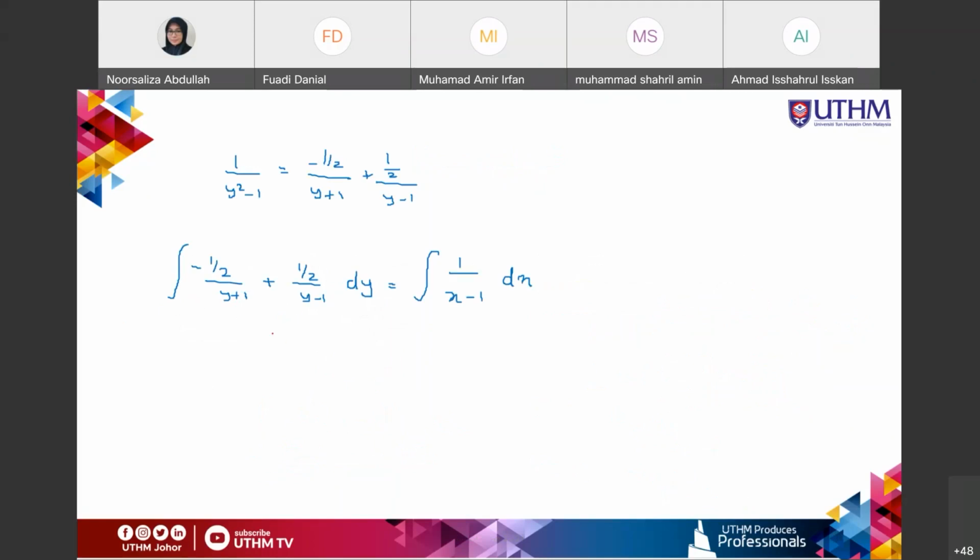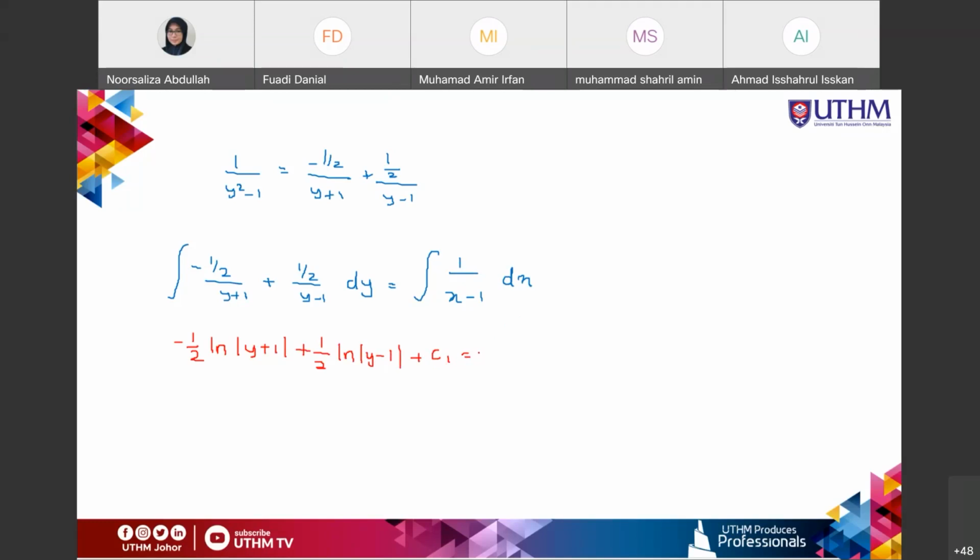Okay, so we integrate this part. So what do you get here? Minus 1 over 2. You integrate y plus 1, you will get ln y plus 1, plus 1 over 2 ln y minus 1, plus d1. Okay, you have the constant pemalar. Equals to, you integrate 1 over x minus 1, you will get minus ln.